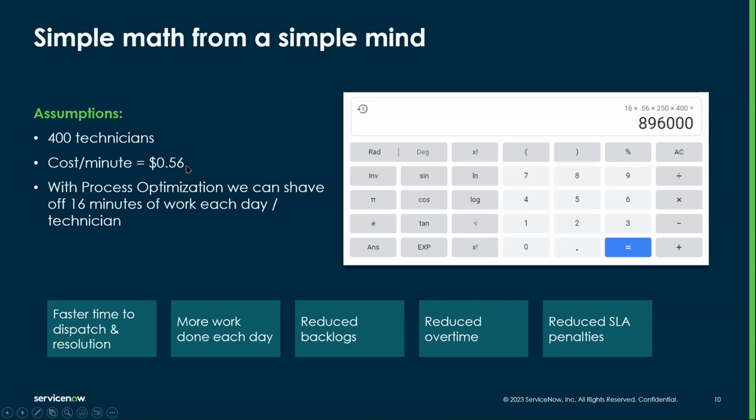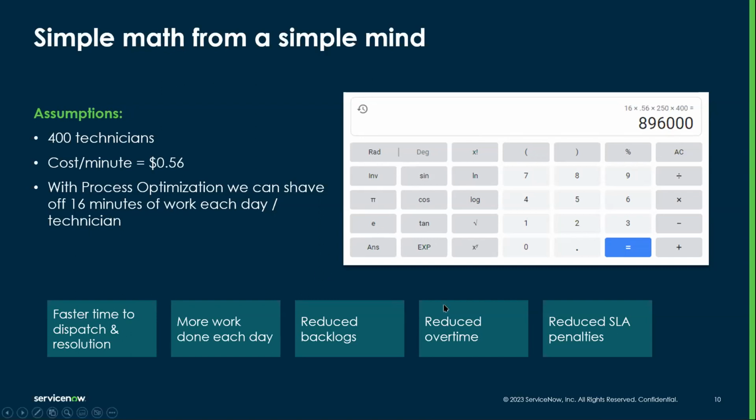Now, if we can prove out with process optimization that we can shave 16 minutes of work off each day, we can redistribute that work. And that's going to result in faster time to dispatch and resolution, more work done each day, reduced work order backlogs, reduced overtime, reduced SLA and contract penalties. But financially, again, simple math, this is just a Google calculator, 16 minutes a day at 56 cents a minute times 250 working days times 400 technicians is almost $900,000 annual savings just in that.